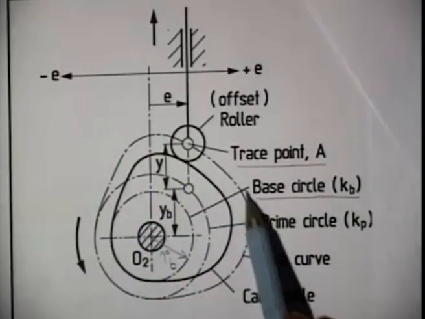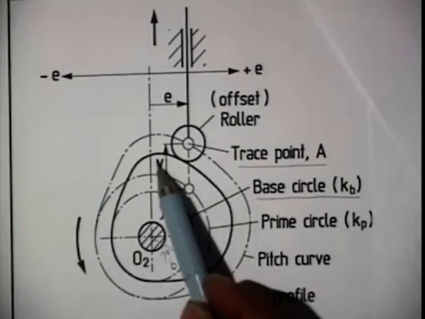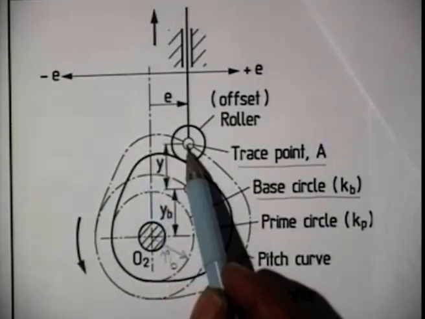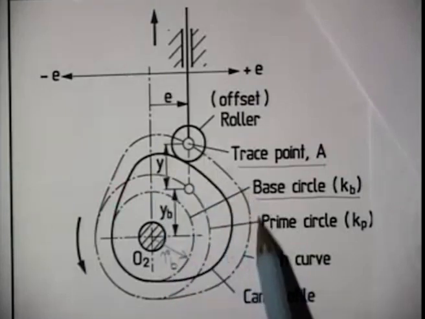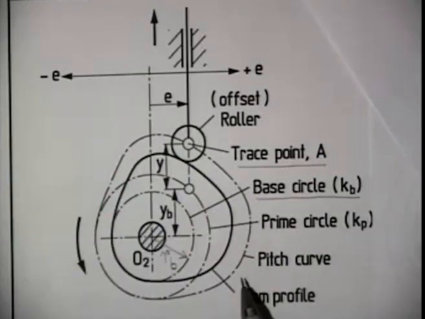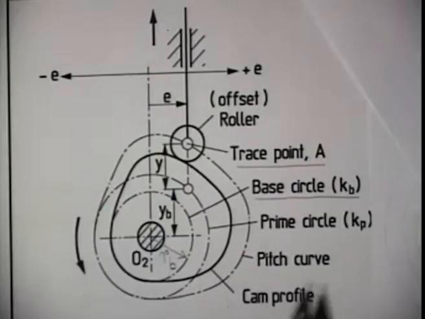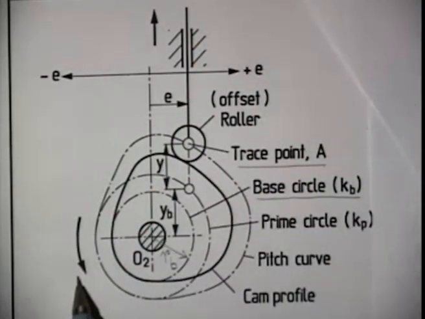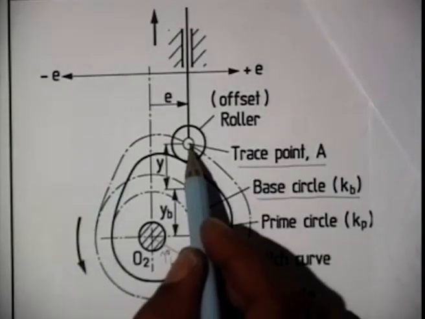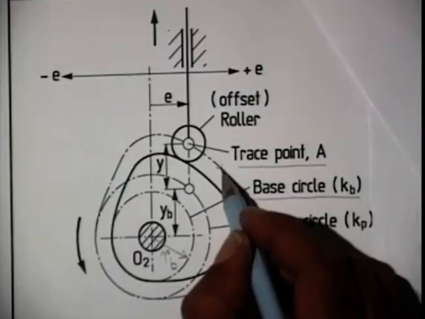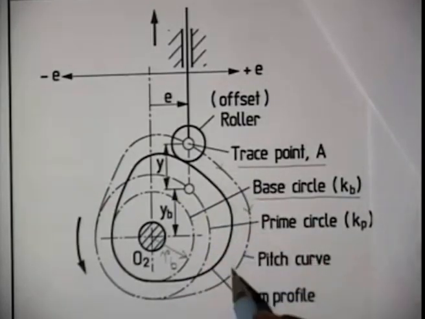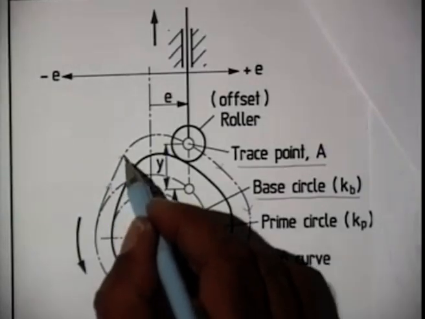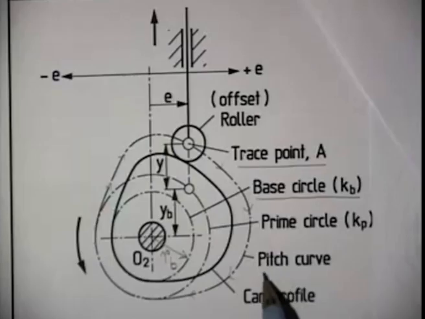This curve, which is parallel to the cam profile passing through the center of this roller, is called pitch curve. How do we generate the pitch curve? By a kinematic inversion, by holding the cam fixed and allowing the fixed link to rotate in the clockwise direction, because the cam is rotating in the counterclockwise direction. Then this locus of the roller center, after this kinematic inversion, will move along this curve in the clockwise direction. And this curve we called pitch curve.